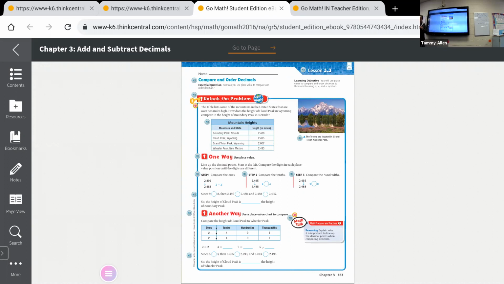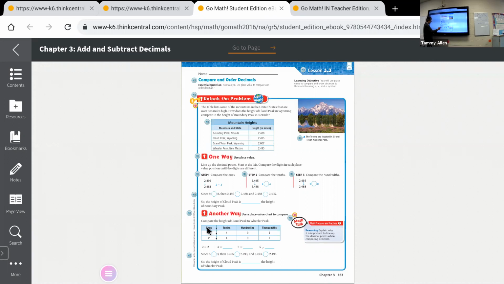And as we look on page 163 and we start comparing, when we line up our decimal points, we can easily compare our place values, like place values. So we're comparing 2 and 495 thousandths to 2 and 493 thousandths.